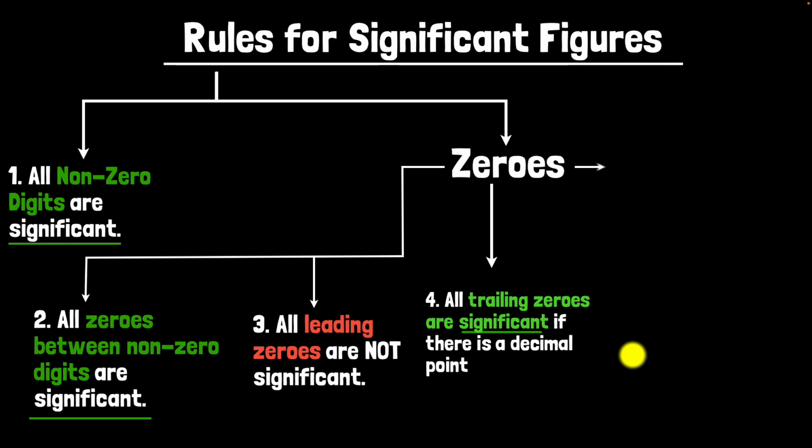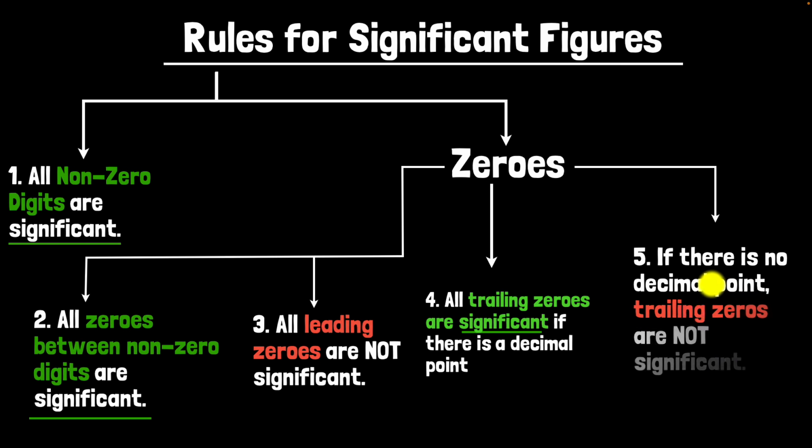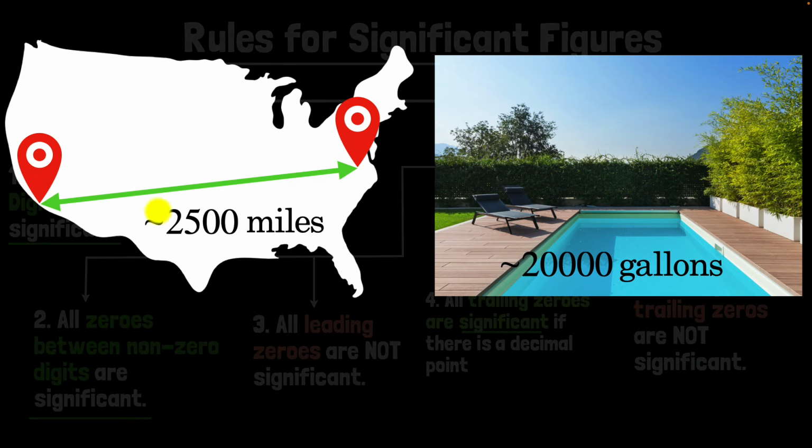Well, it turns out the rule is if there is no decimal point, trailing zeros are not significant. How does that make any sense? Well, this rule exists because we humans love to round things off. For example, when we say the distance between two cities is 2,500 miles, we don't mean it's exactly 2,500. We have rounded it off, isn't it? So these zeros are not really adding to any precision.